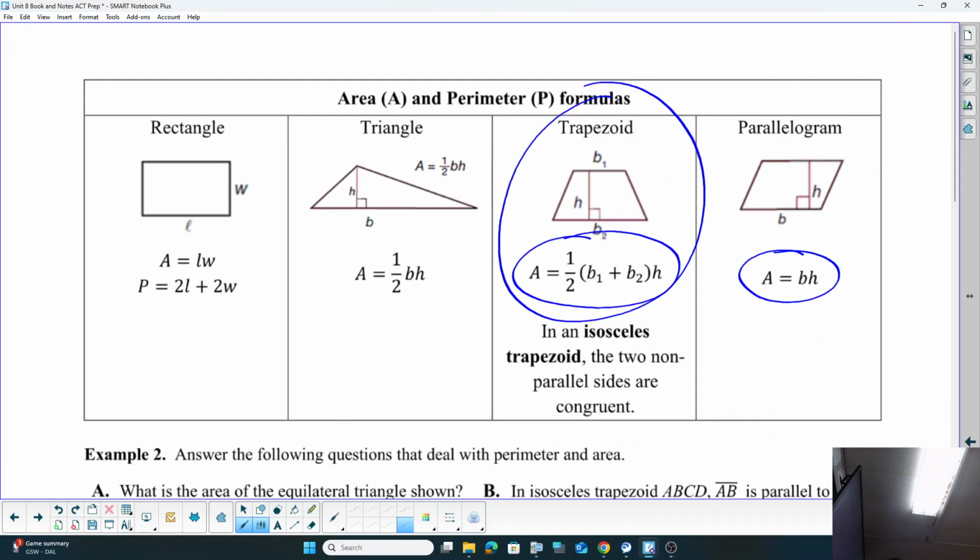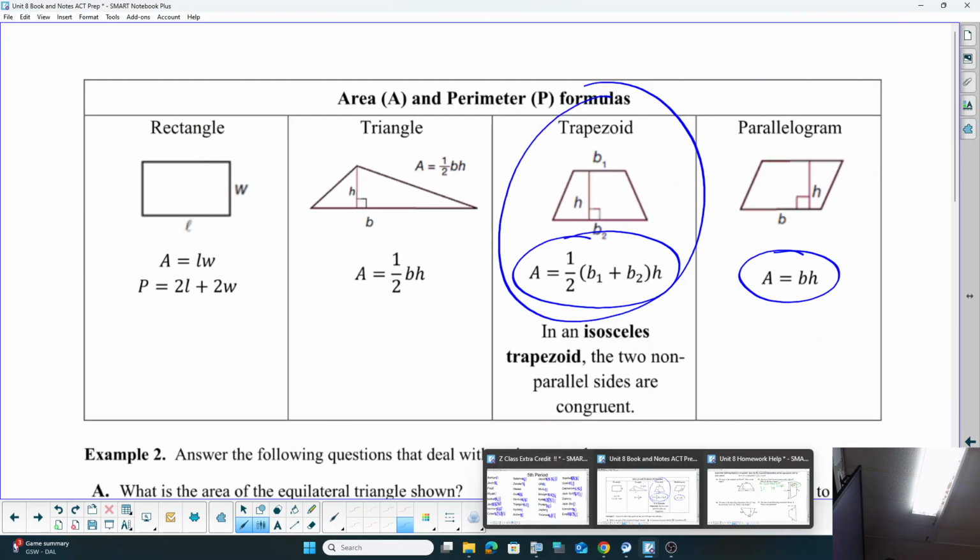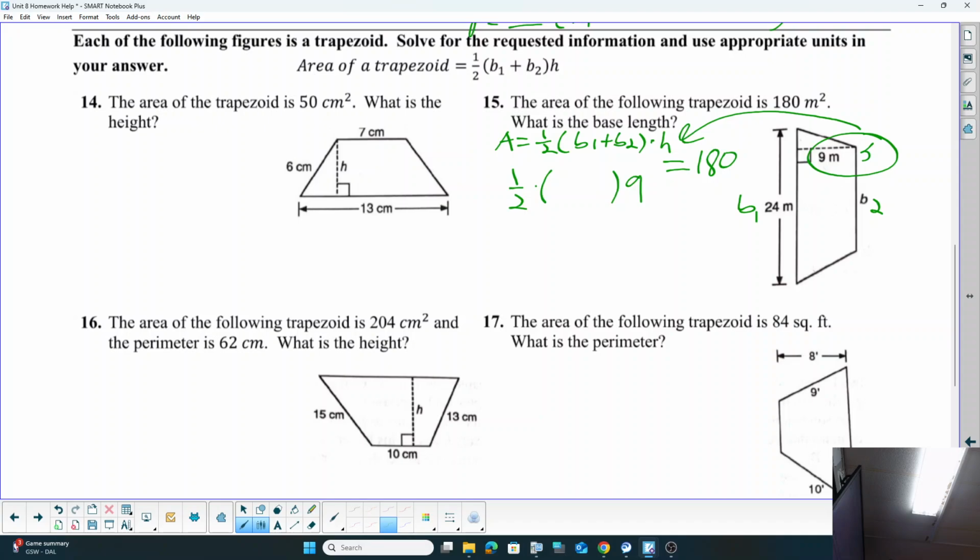If we want to be exact with our formula, B1 is the smaller one, so maybe they gave us B2. It doesn't really matter too much because they're just added together. But they want you to find B1. So B2 is 24, and I guess if we're solving for B1, be consistent. So 24 goes there, and then B1 goes there. Nice.